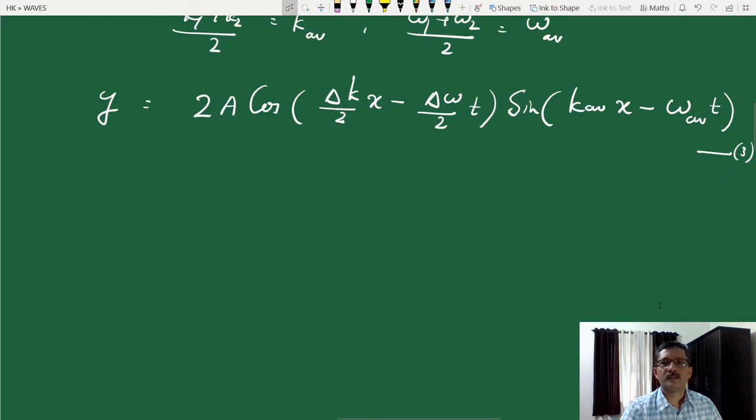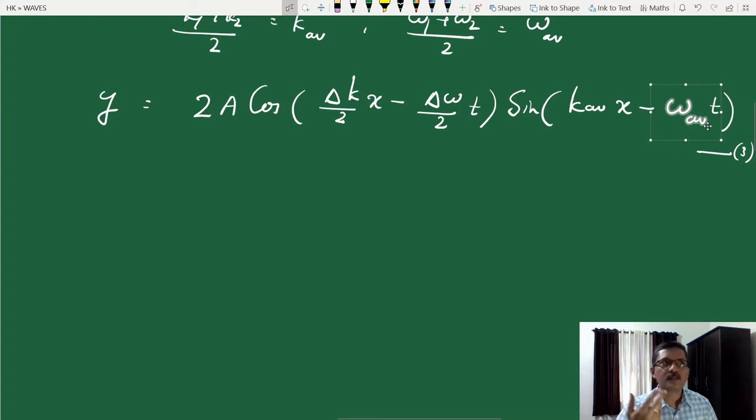Now look at equation 3. This is our resultant wave. We have used the principle of superposition to obtain this. And here we have two oscillating terms. We have a cosine term, which is an oscillating term, and we have a sine term, which is also an oscillating term. So the resultant wave has two oscillating parts, and the frequency is different for these two parts. The frequency for the sine term is omega average, which is (omega 1 plus omega 2) by 2.